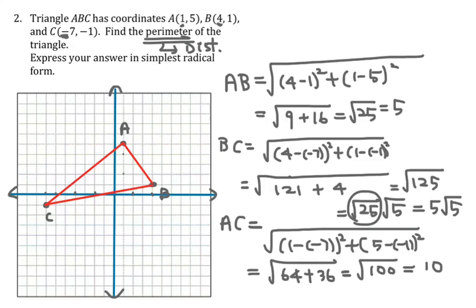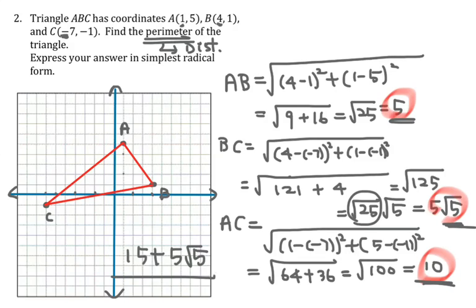Then you can notice that these three things make up the sides of the triangle. Since it's a perimeter, we've got to add them up. When you add them up, 5 and 10 can be added together, so we get 15 plus, but 5 radical 5 cannot be added onto the other two because this one has a radical 5. So 15 plus 5 radical 5 becomes our final answer.